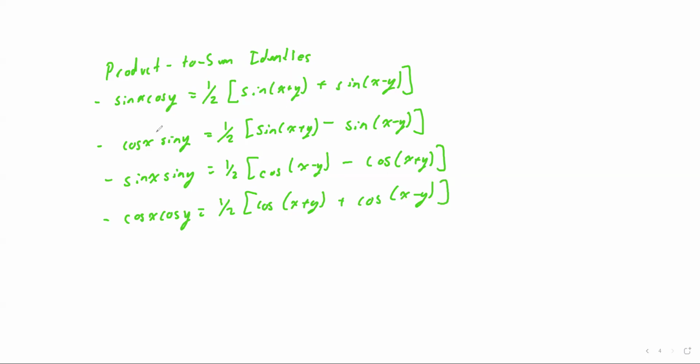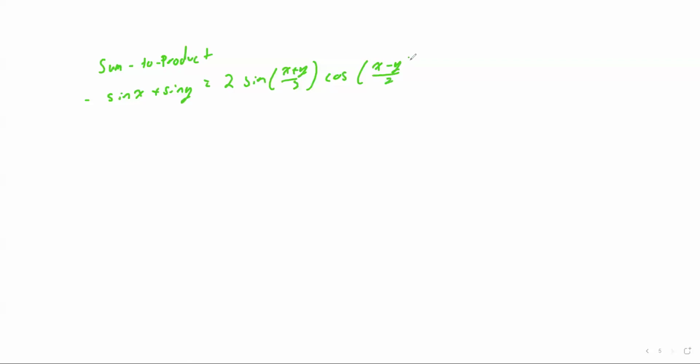So if you have a multiplication problem that we can't figure out, we can turn it into this sum and potentially actually figure it out. The last one is a sum to product. And sometimes when it's being added, it's easier to write it as a product. I could have sine x plus sine y, and that would just equal 2 times sine of x plus y divided by 2 times cosine of x minus y divided by 2.